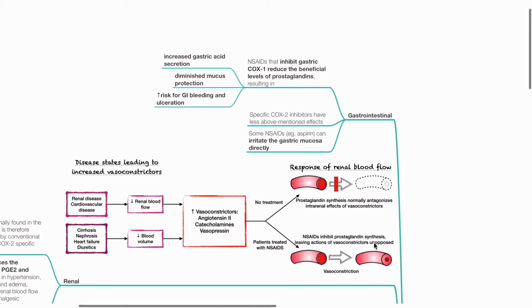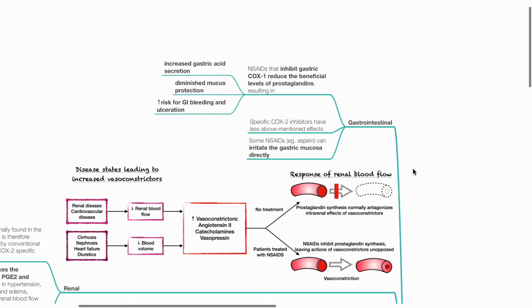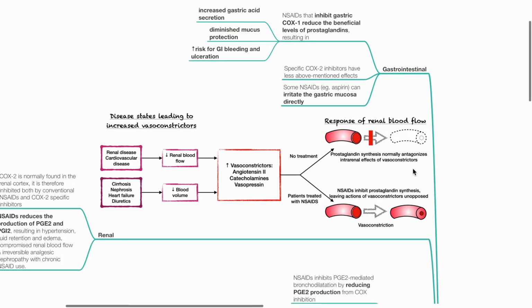Gastrointestinal. NSAIDs that inhibit gastric COX-1 reduce the beneficial levels of prostaglandins, resulting in increased gastric acid secretion, diminished mucus protection, and increased risk for GI bleeding and ulceration. Specific COX-2 inhibitors have less of the above-mentioned effects. Some NSAIDs such as aspirin can irritate the gastric mucosa directly.